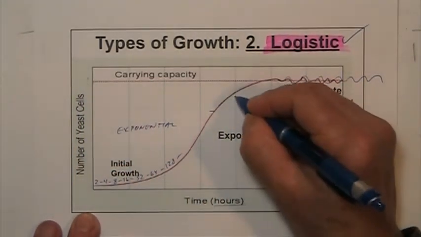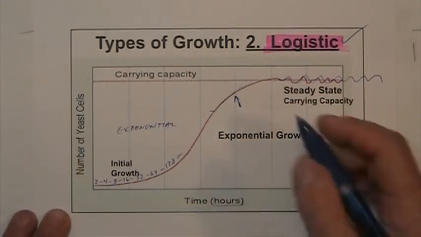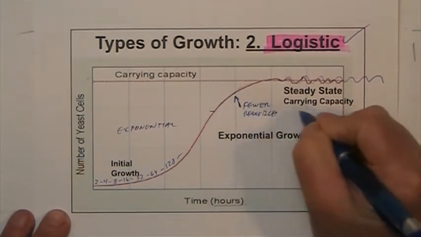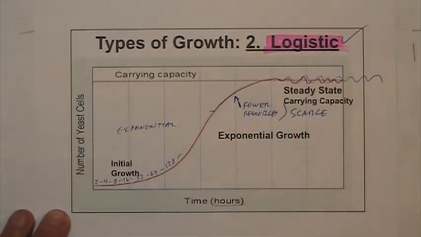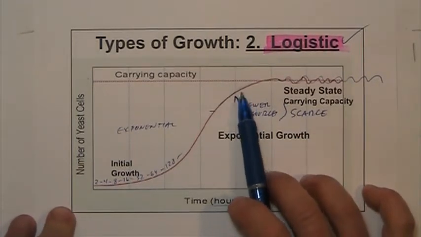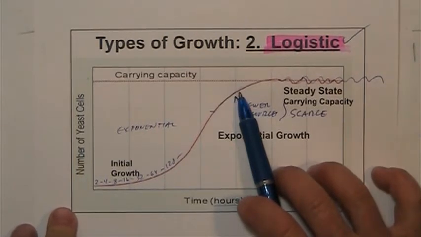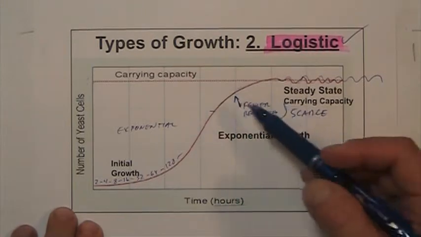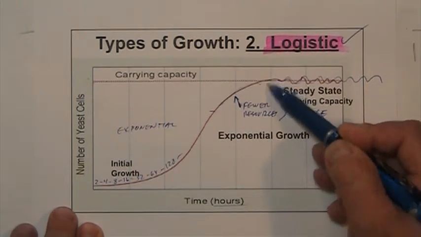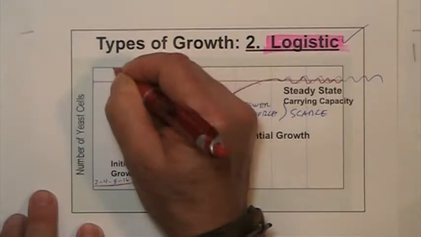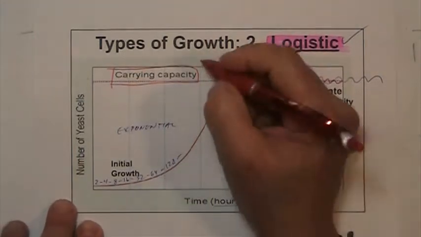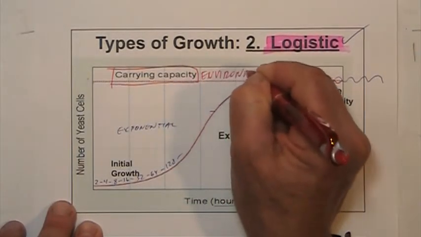What's happening at this point in the curve is that there are fewer resources. They are becoming scarce. And when the resources become limited, the reproductive rate decreases because fewer offspring can be produced, less resources, you can have fewer babies. So slowly, because resources become limited, the curve tends to flatten. And it flattens when it reaches what we call the carrying capacity of the environment.